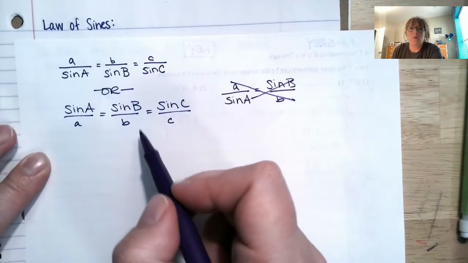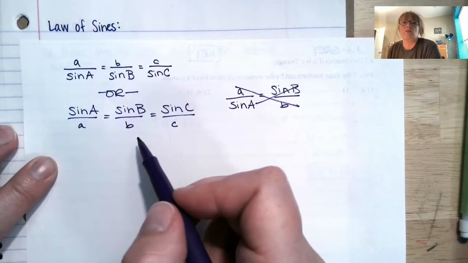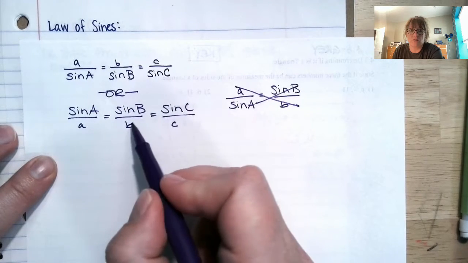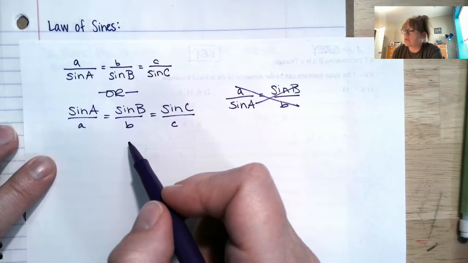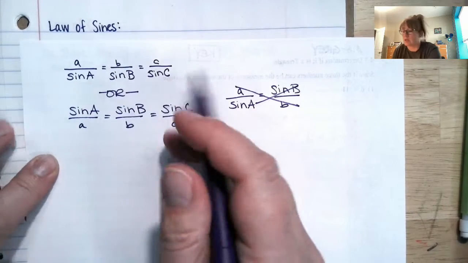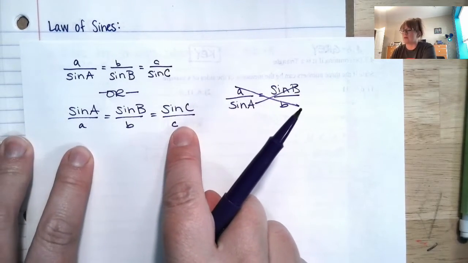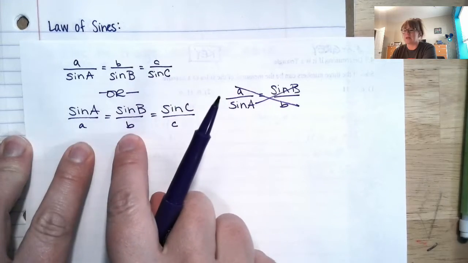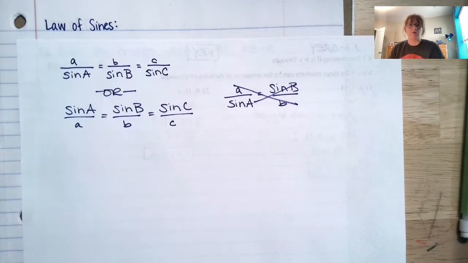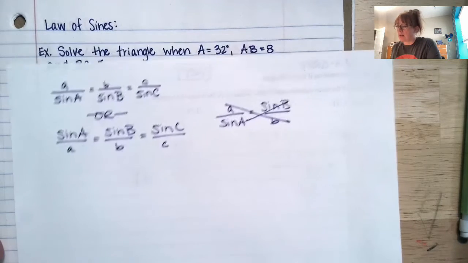Okay. When we are using law of sines, we only need two of these ratios. We don't need all of the ratios. So we'll pick and choose based on what we have which two we want to use. Do we want to use the A's? Do we want the A and the C? Do we want to use A and B or B and C or all those different combinations we could use? Okay. So let's start this problem.